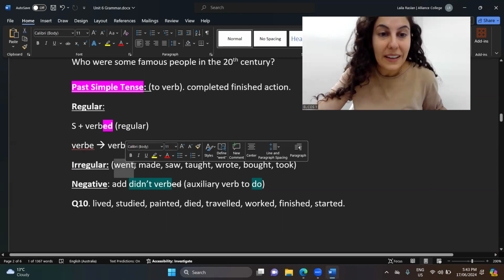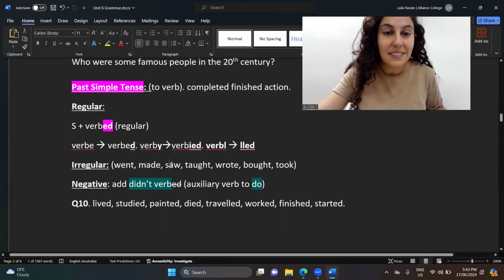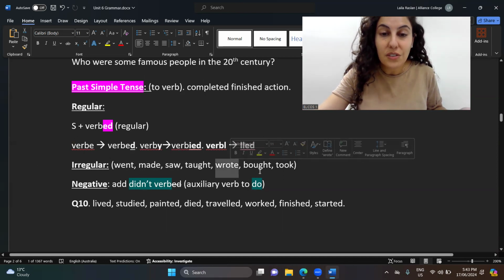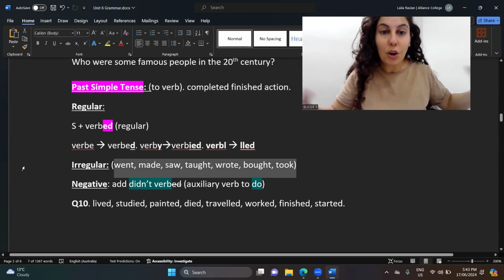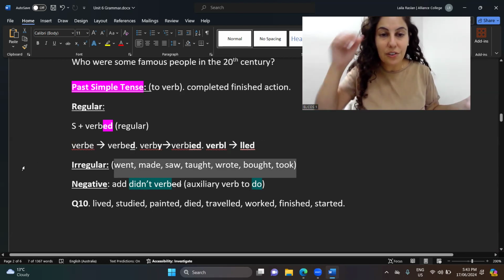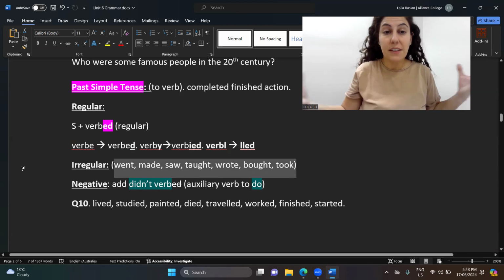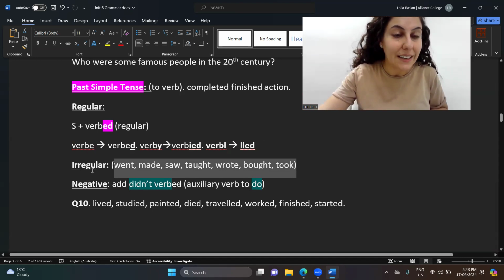And it's verbs like went, made, saw, taught, wrote, bought, and took. So you could see that there is no ED. They have their own rule. So you just have to learn them. I can send you a list of irregular verbs in the past simple.